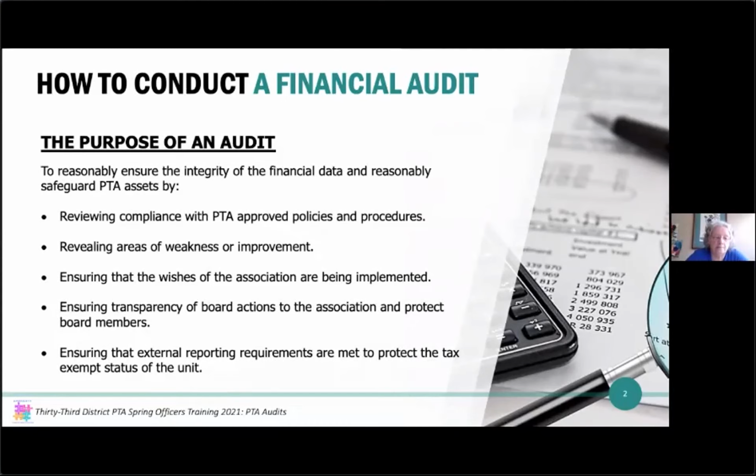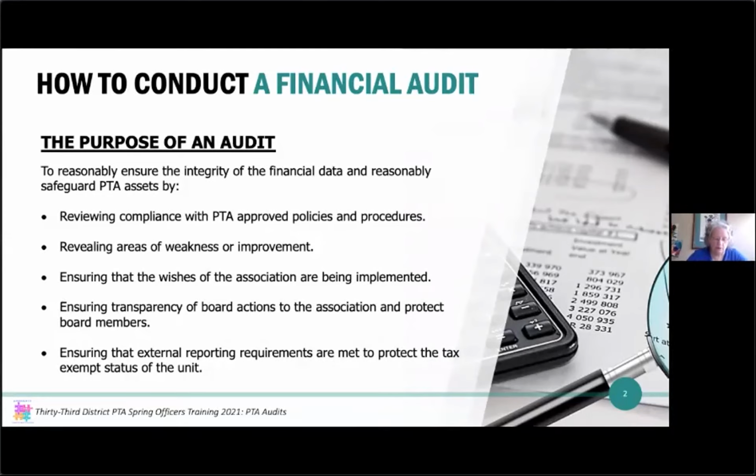And lastly, ensuring that external reporting requirements are met to protect the tax exempt status of the unit. This is one of the most important. PTA does not get a kick out of asking for reports or reconciliations from treasurers or units just for the heck of it. 90% of what the PTA asks for in these requirements that we're going to talk about is to satisfy reporting requirements from the IRS, the Franchise Tax Board, and the Department of Justice. So in order to protect our tax exempt status, all of these reconciliations, reports, and tax returns must be submitted.